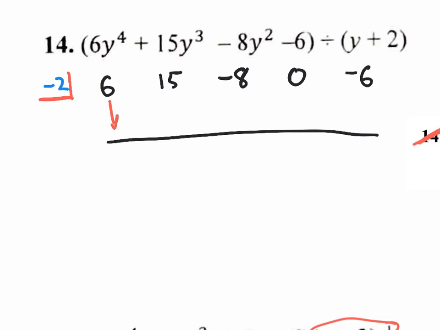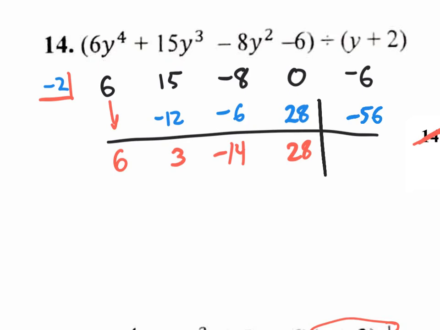As you go down, you get a 6. 6 plus nothing is 6. As you go up, -2 times 6 is -12. As you go down, 15 take away 12 is 3. As you go up, -2 times 3 is -6. As you go down, -8 minus 6, when you combine those, what do you get? -14. And as you go up, -2 times -14, +28. As you go down, 0 combined with 28, 28. As you go up, -2 times 28, -56.